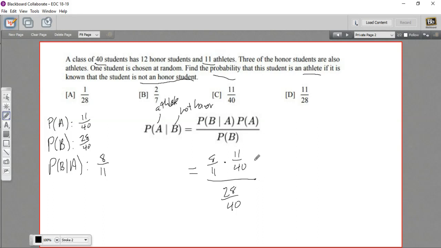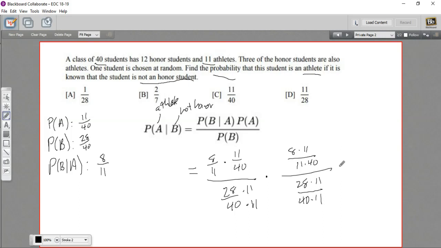All right, so you can see we've got some fractions here, complex fractions. What I want to do is make the denominators the same. The denominator here is 11 times 40, so I'm just going to multiply this one by 11 over 11. Then the denominators are the same. Actually, let me just rewrite this. So I've got 8 times 11 on the top of this fraction and 11 times 40 on the bottom. And that's over 28 times 11 on the top and 40 times 11 on the bottom.